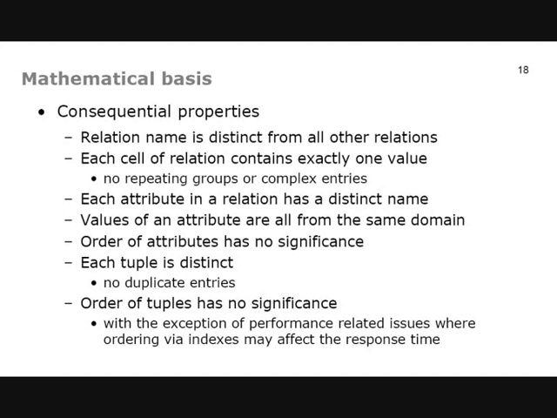Each cell of the relation must contain exactly one value at the intersection of a row and a column. And that's again very important to the relational model. There cannot be any repeating groups or complex entries. So for example, if I stored sports and I put judo, football, and tennis, that will break the relational model, because at the intersection of a column and a row, I can only have one single value.